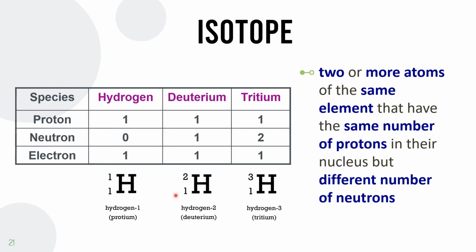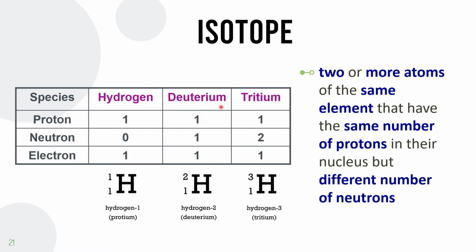So these three forms of atoms actually come from the same element, which is hydrogen. But they exist as 3 different atoms. Why 3 different atoms? Because they have different mass numbers. Why do they have different mass numbers? Due to the different number of neutrons. But they still have the same proton number. So you can see the information in this table.